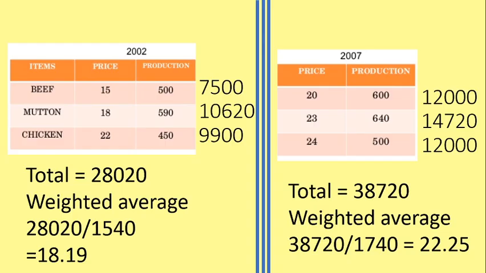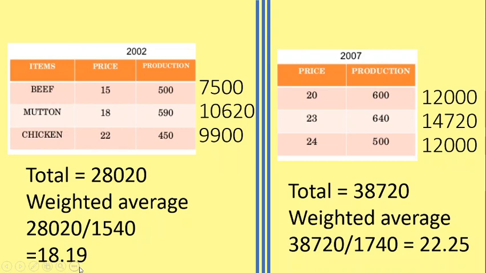Right, let's do this then. Okay, so I've split the tables up just because it's a little bit easier to work out. For the weighted average, I'll just times these together. So 15 times 500 is 7,500. 18 times 590 is 10,620. 22 times 590 is 9,900. Adding them all up to get 28,020. I added up just my production to get 1,540. I divided to get 18.19.